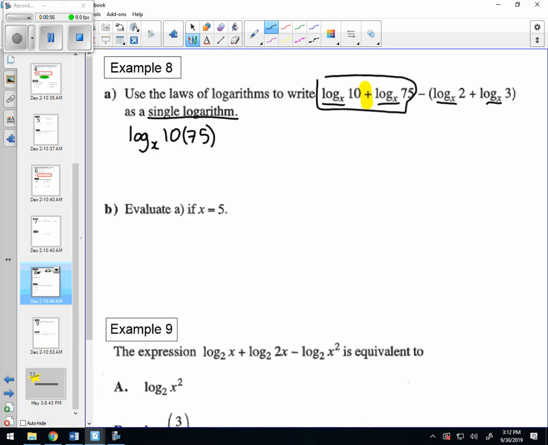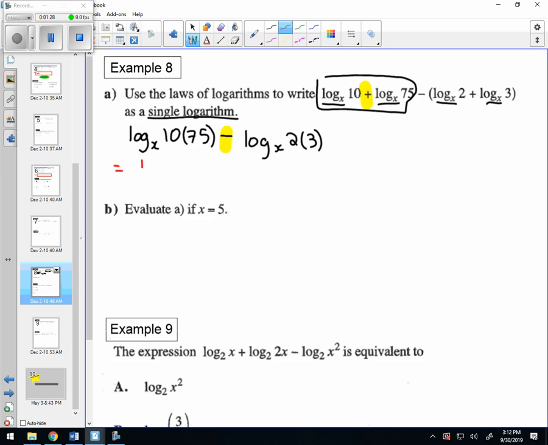Okay, I can do the next part as well because it's in brackets, so it's going to be log x 10 times 75 minus log x 2 times 3. Okay, we're getting close. Now we are down to 2 logarithms, and I notice that there is a subtraction sign. That brings us to our next law. Our next law is if there is a subtraction sign, we can divide the logarithm.